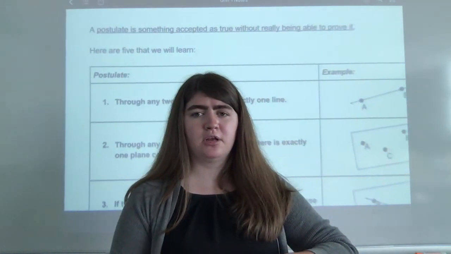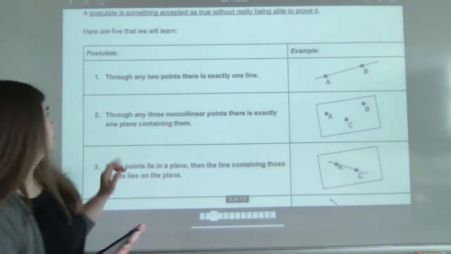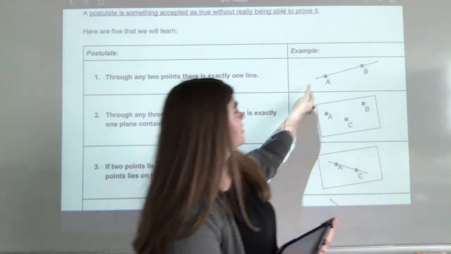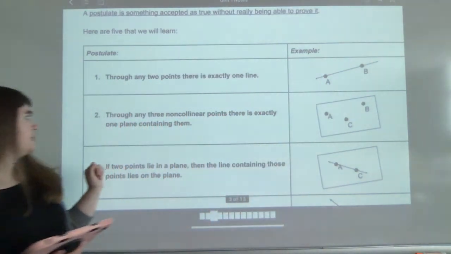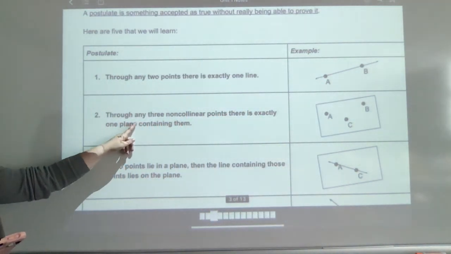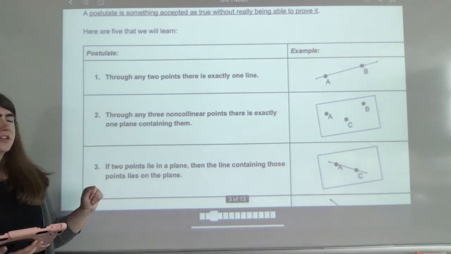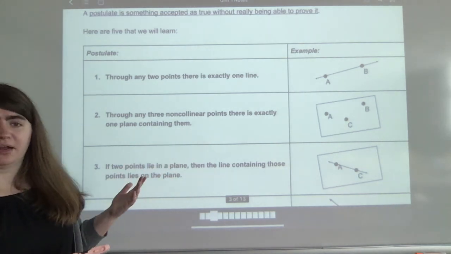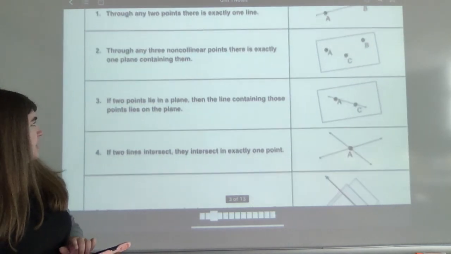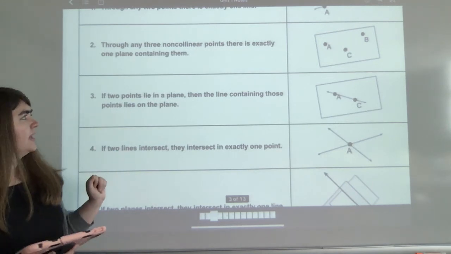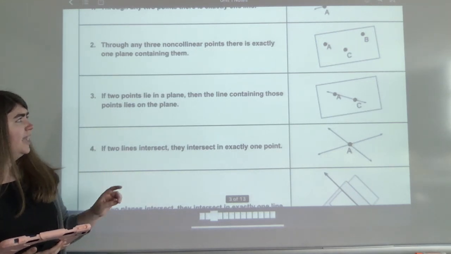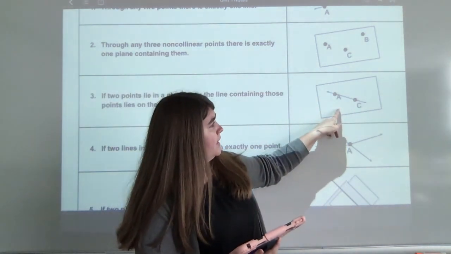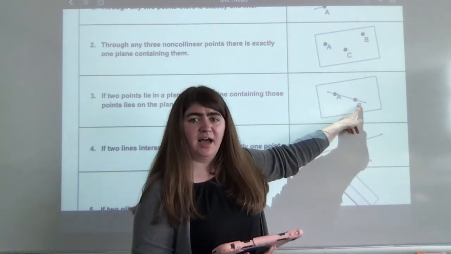So we have postulate number 1 here that says through any 2 points there is exactly one line. And we have our 2 points and there's a line connecting them. Postulate number 2, through any 3 non-collinear points there is exactly one plane containing them. We have our plane containing 3 points and they're not on a line. Postulate 3 says if 2 points lie in a plane, then the line containing those points lies on the plane. So we have 2 points inside the plane and there's this line that is on our plane there.